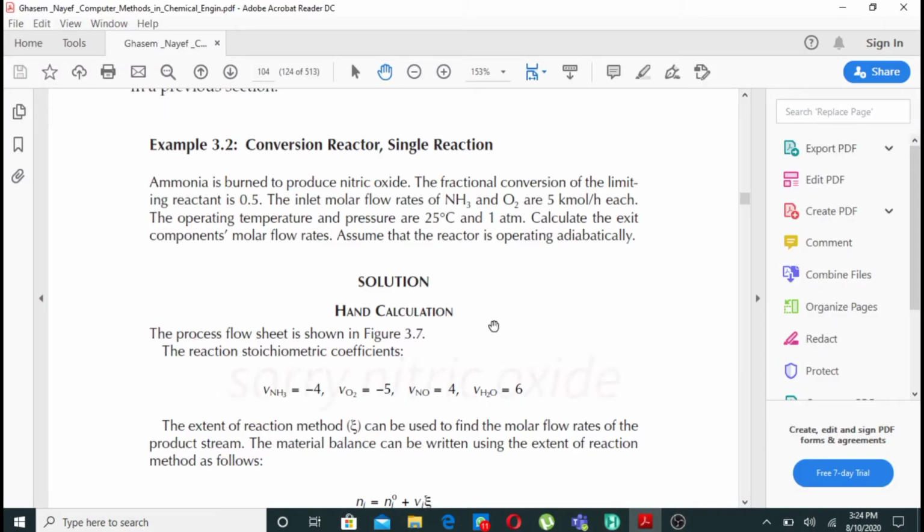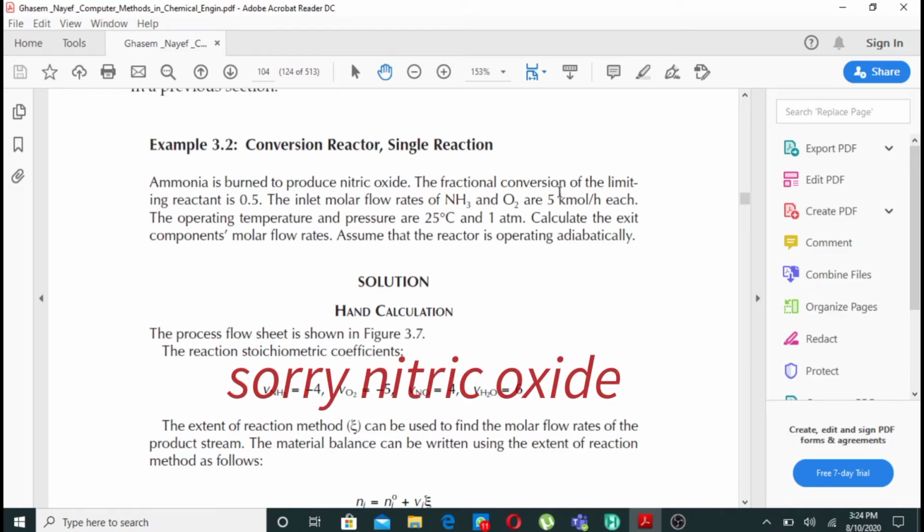The problem states that ammonia is burned to produce nitric acid and the fractional conversion of the limiting reactant is 0.5. So it is a reaction in which ammonia is oxidized to produce nitric acid and the fractional conversion is 50%, you can say.